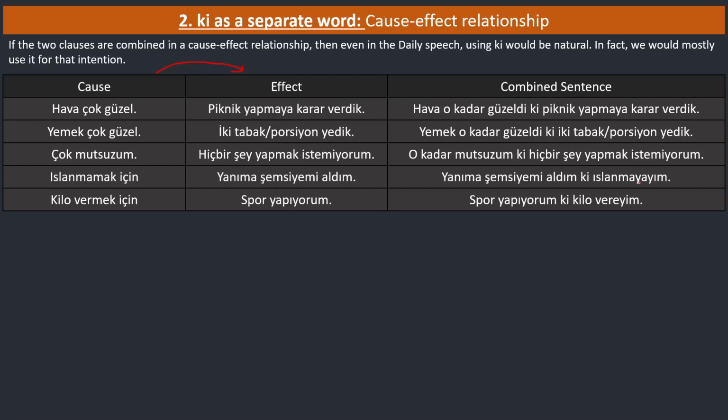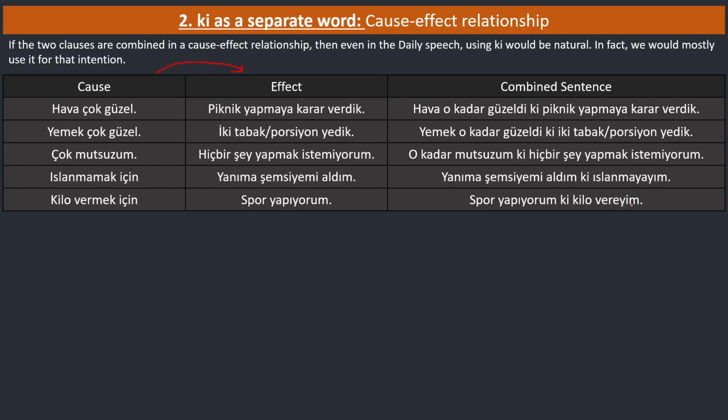Kilo vermek için spor yapıyorum. Spor yapıyorum ki kilo vereyim. I'm doing sports. I'm doing exercises. That's what I mean. That I will lose weight. Kilo vermek, losing weight. Spor yapıyorum ki kilo vereyim. Again, I don't use the o kadar, and I use the optative mood ending, vereyim.